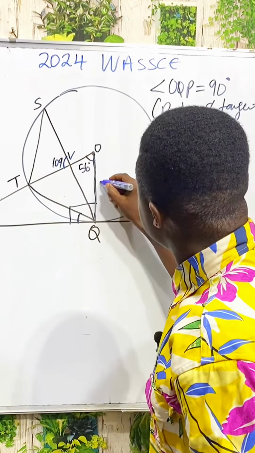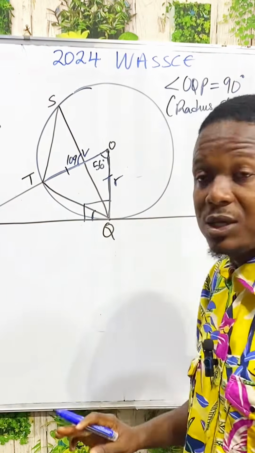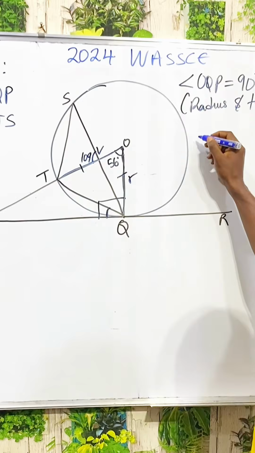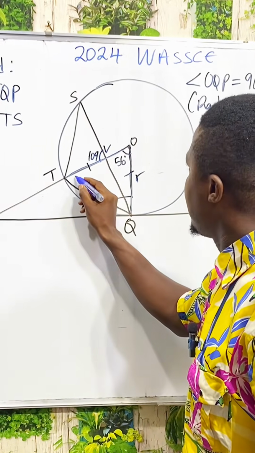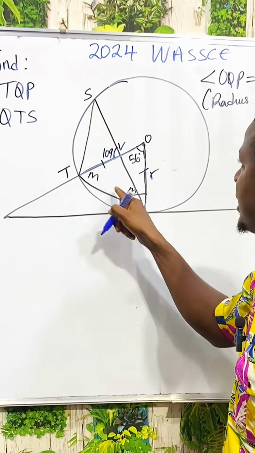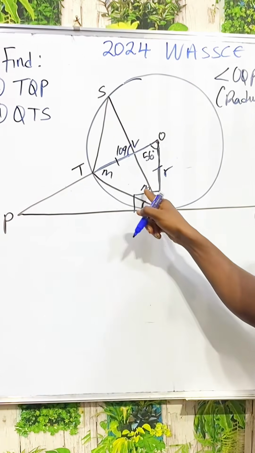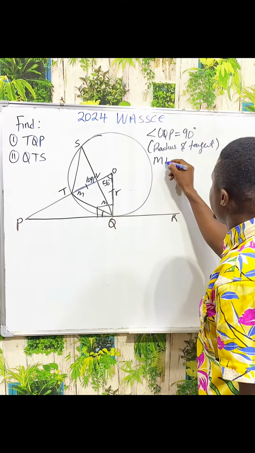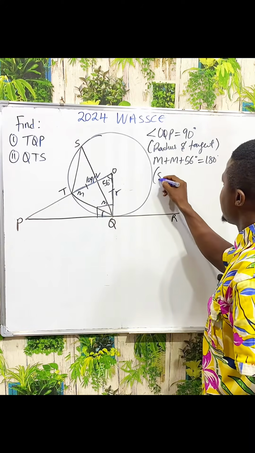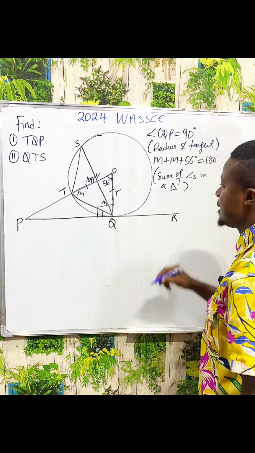Also, this is a radius. This length also is another radius, meaning that this length and this length are equal. Radius is equal to a radius. So this triangle OTQ is isosceles. So if I call here M, it means that here will also be M, the base angles of an isosceles triangle. You need to write all these things, but because of space, I may not write so many things. Now, M plus M plus 56 is 180. Reason: sum of angles in a triangle is 180 degrees.